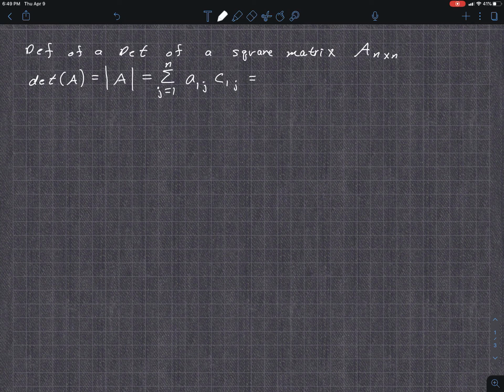So this would equal, that's going to equal a11 C11, and then you would continue. So it's a11 C11 plus a12 C12. Now this is assuming you are expanding on the first row, which you don't have to, which we'll talk about later.